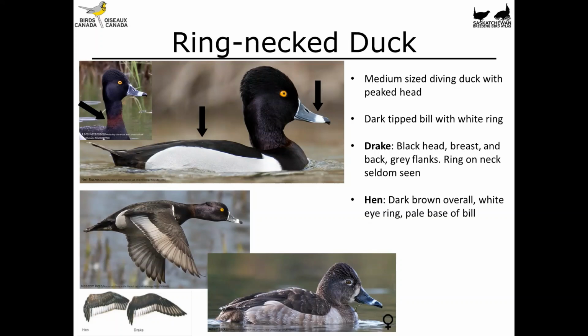The drake has this black head and breast, and its back is also black, and then these gray flanks. And the ring on its neck, which you can see on the inset here, is seldom seen. The bird has to extend its neck for you to see it, and you don't often see them doing that, maybe unless they're doing breeding displays or stretching. The hens are dark brown overall with a white eye ring, and again have this pale feathering at the base of the bill. And then they also have the ring around the bill.